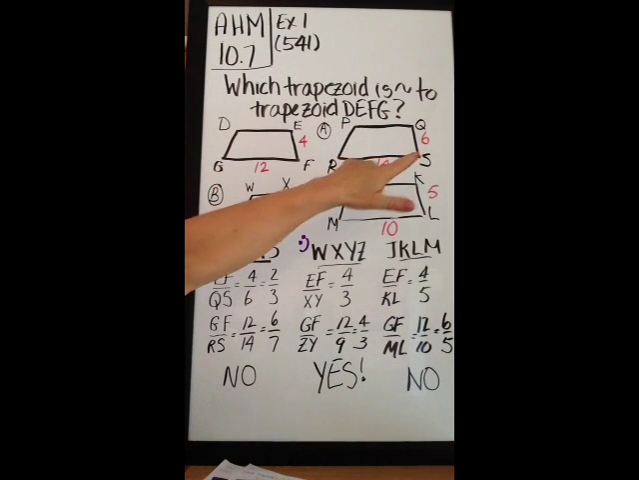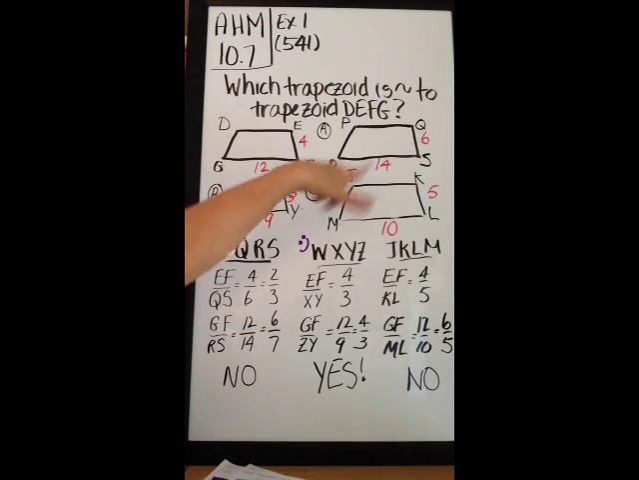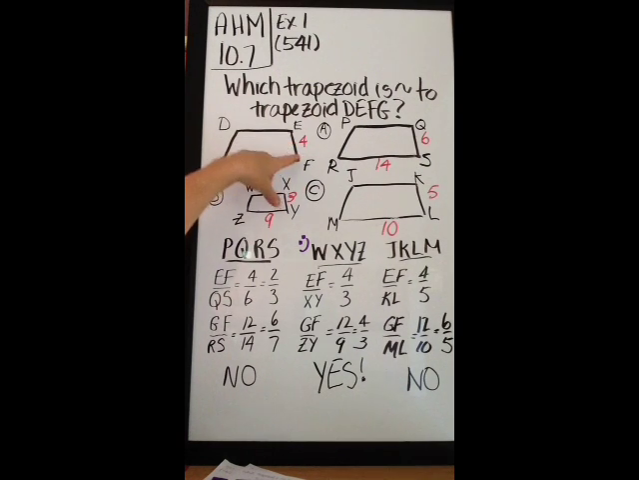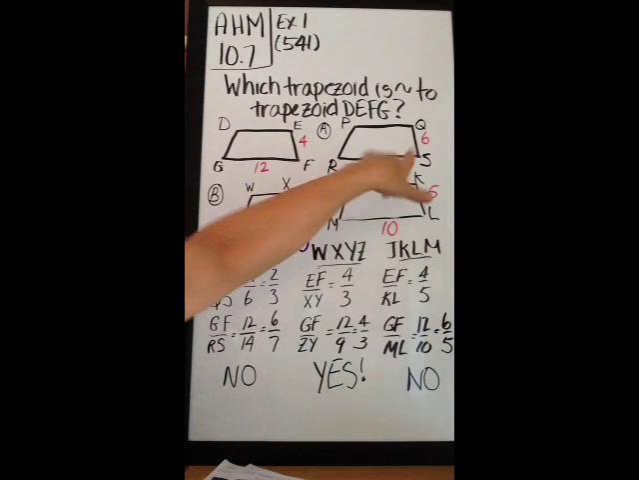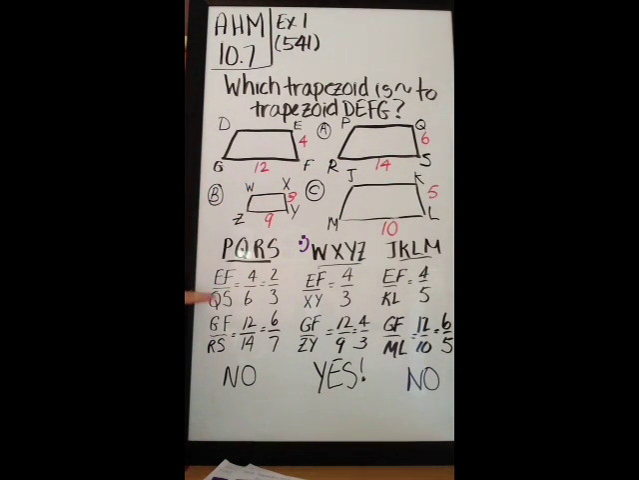This trapezoid PQSR, WXYZ, JKLM. The corresponding side to EF in this one is QS, and to GF is RS. So what I do is I set up those proportions and I see if they're equal. EF to QS is 4 to 6, which simplifies to 2 over 3. GF to RS is 12 to 14, which simplifies to 6 over 7. Those two aren't equal, so those two trapezoids are not similar.